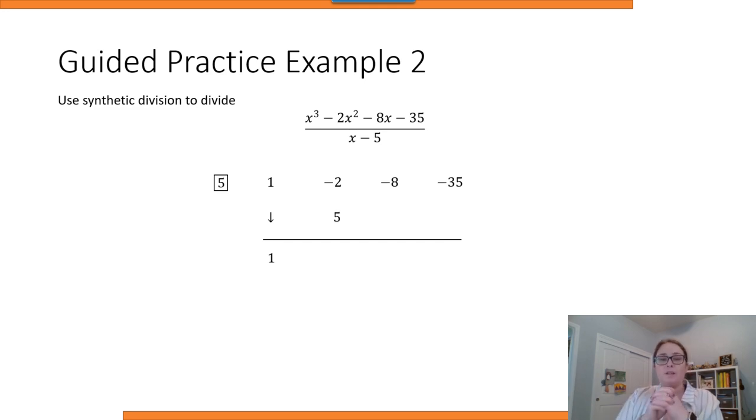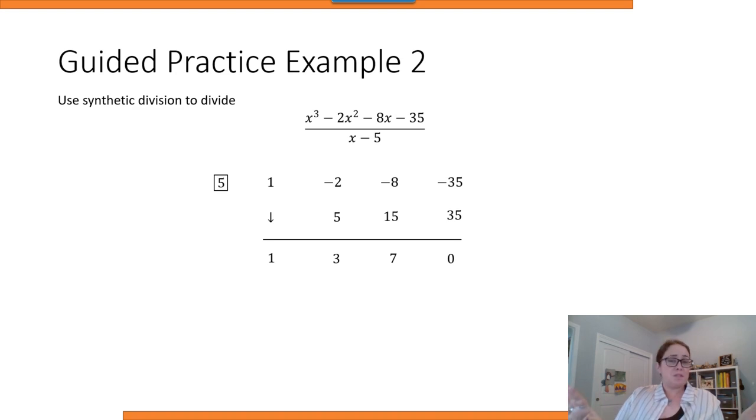So 1 times 5 is 5, and so I put that under the next coefficient of negative 2 above my line. And now I'm going to add the numbers in that column. So negative 2 plus 5 gives me a 3. That'll go down below the line as another coefficient of my answer. And then I repeat that process. So 3 times 5 gives me 15. And I'm going to add that to the next coefficient in line. So -8 plus 15 gives me a 7. And then 7 times 5 gives me 35. So that goes under the last coefficient. And -35 plus 35 gives me 0.